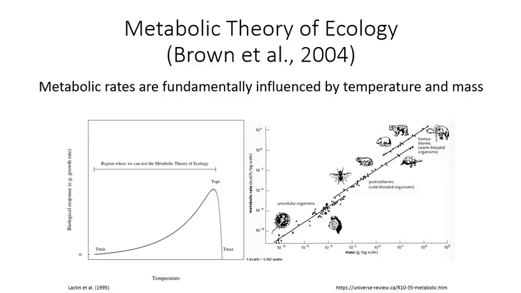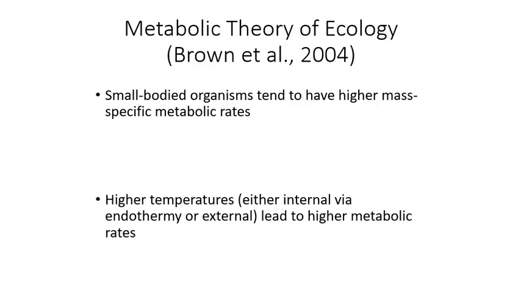But also, the body mass of the organism plays a role as well. So small-bodied organisms tend to have higher mass-specific metabolic rates. And at higher temperatures, either via internal endothermy or external, such as with climate change, both lead to higher metabolic rates. So even though bigger things have a higher metabolic rate just because they're bigger, microbes actually have a higher mass-specific metabolic rate. And because there are so many microbes on this planet, this has implications for climate change and all the metabolic rates that could relate to climate change, such as those that produce CO2 or methane, both greenhouse gases.